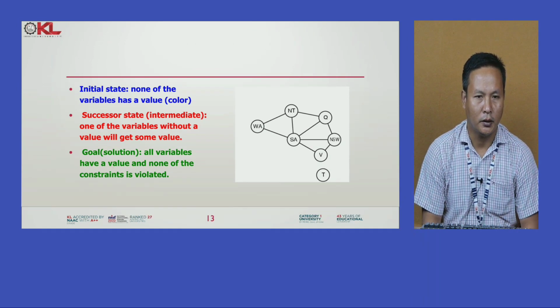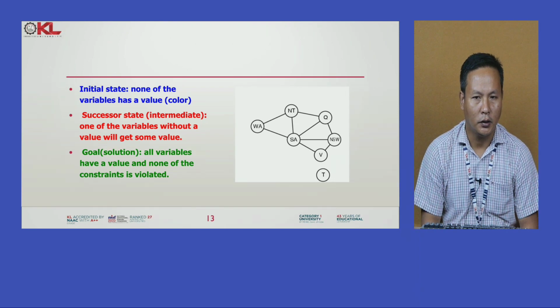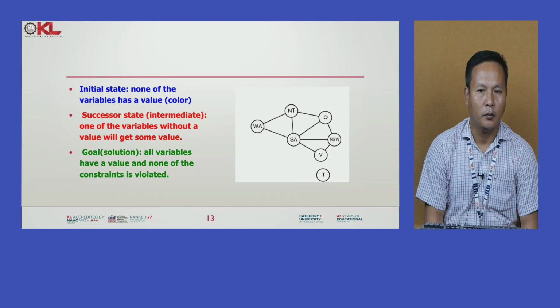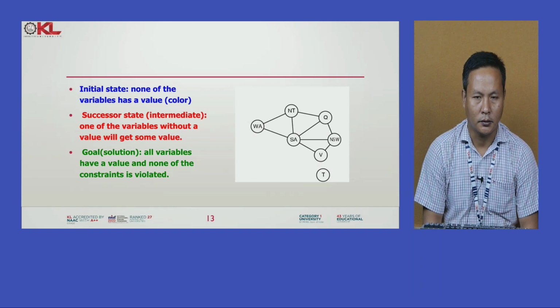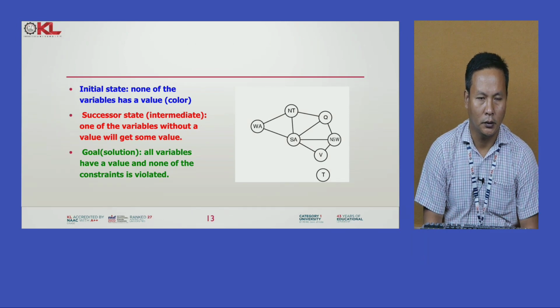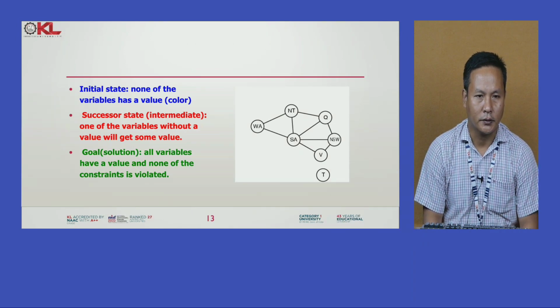Successor state or intermediate state. The assignment of any color to any of the variables classifies the variables into two groups. The first group has at least one value. The second group of variables must have empty values. Some of the variables are assigned with values, and some other variables are not assigned with any of the values from the domain. Such a state is called a successor state or intermediate state.